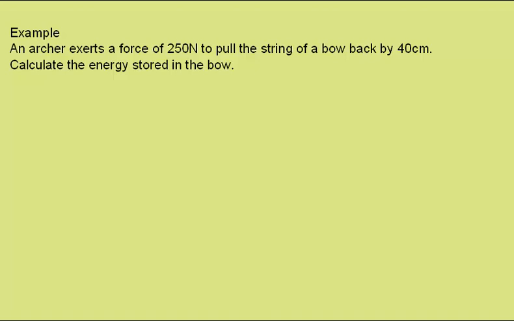Working through the energy from the previous example, we have the archer exerting a force of 250 newtons to pull the string of a bow back 40 centimetres again. Now we have to calculate the energy stored in the bow. Well, energy is half times force times extension, which is half times 250 newtons times 0.40 metres, giving 50 joules.